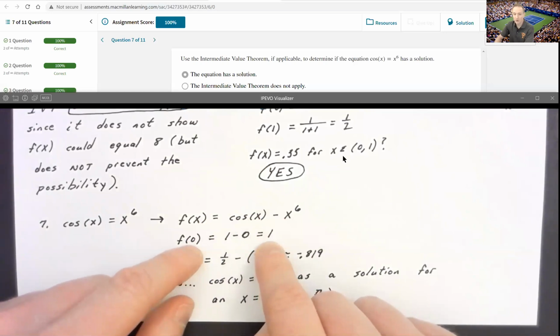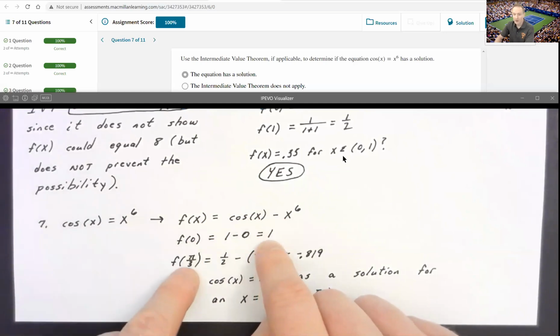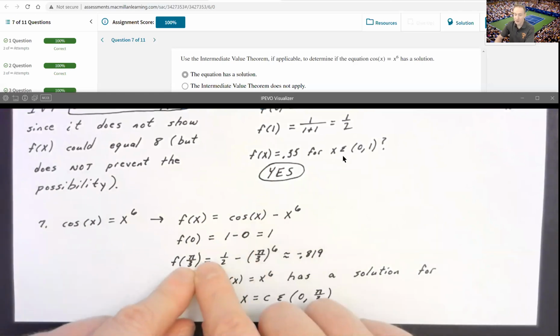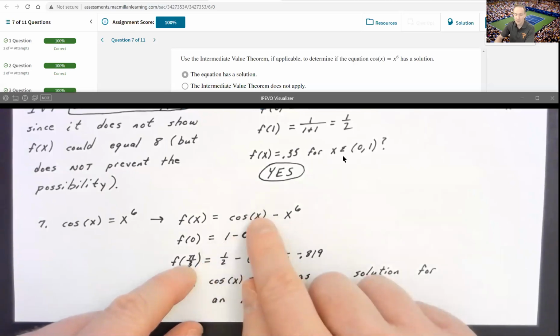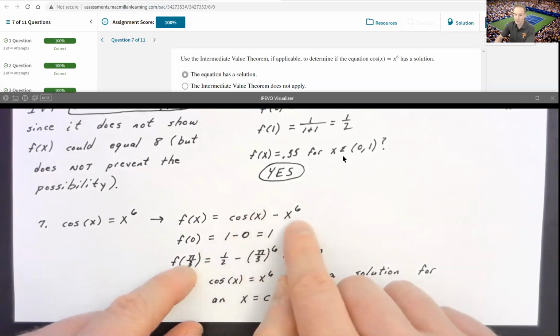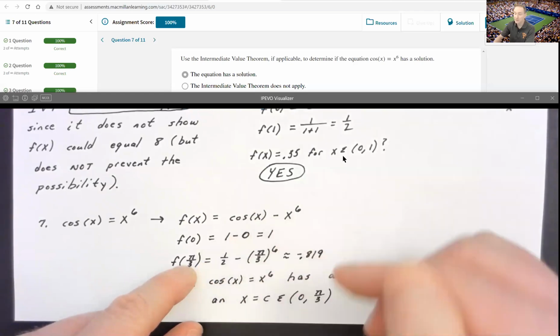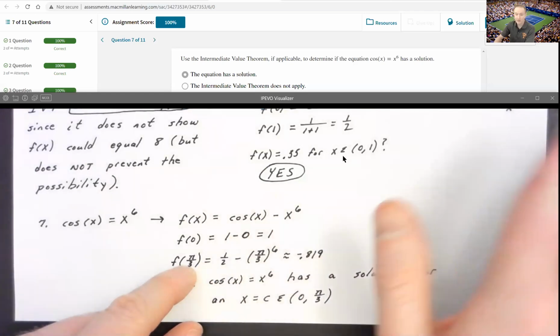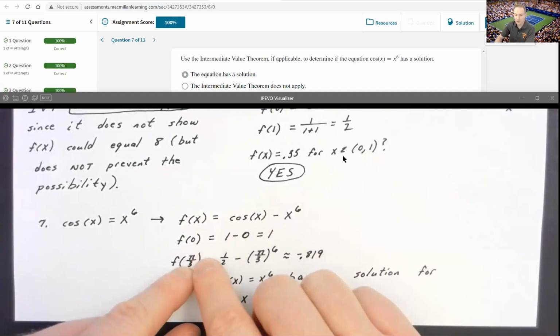Okay, no problem. I went to pi over 3. Now, to begin with, I actually went to pi over 4, but that wasn't a large enough angle. At pi over 4, my cosine was the square root of 2 over 2, but I was subtracting pi over 4 to the 6th, which still kept it positive. So I didn't want that answer. I went on to pi over 3.